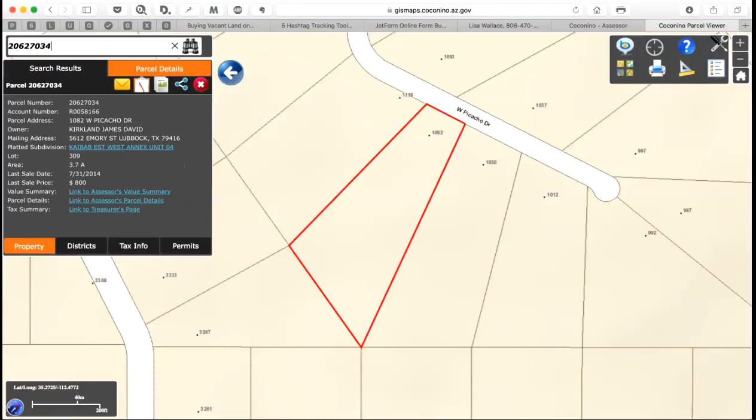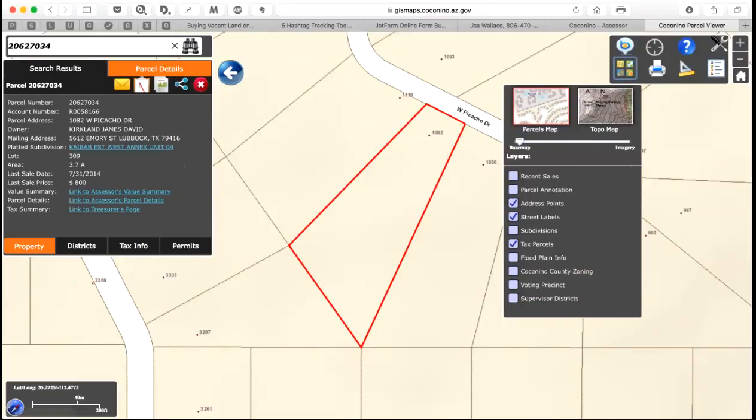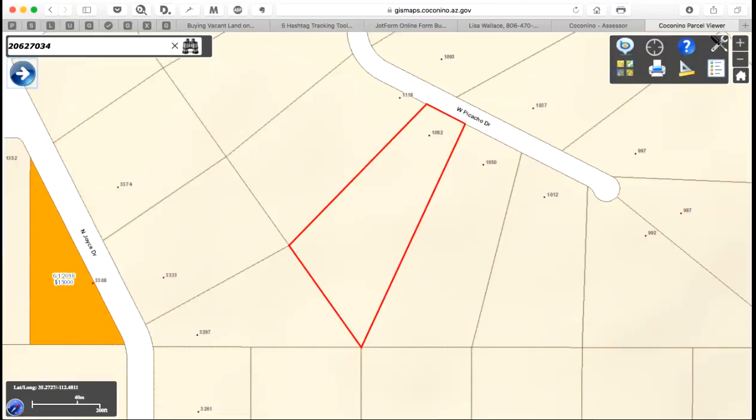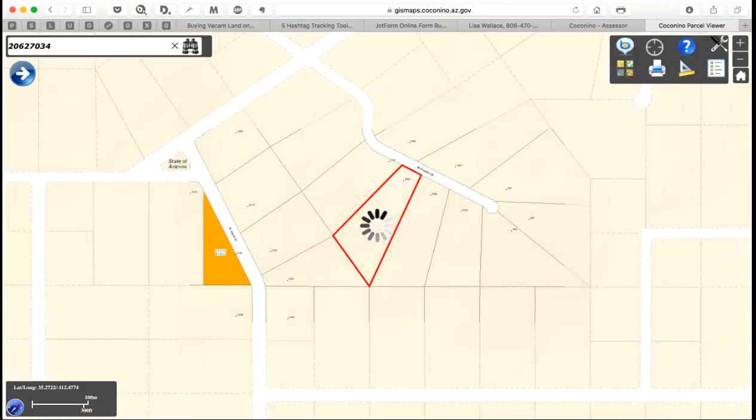Now you click on this little icon right here with the 4 maps on it. And you see that first top one says recent sales. So click on that. And then click on this again, it'll make the box disappear, and you can make this go away as well. And now let's zoom out a little bit.